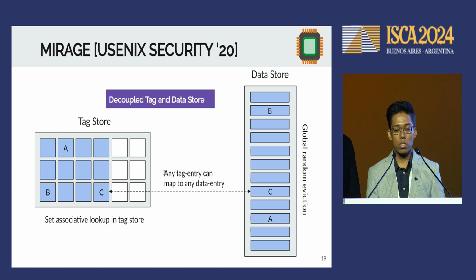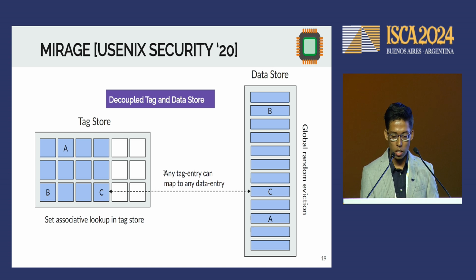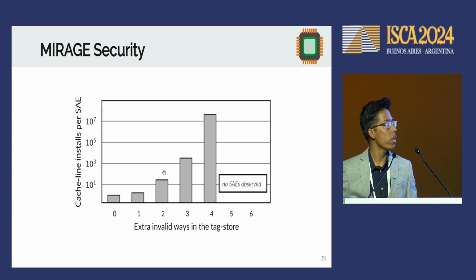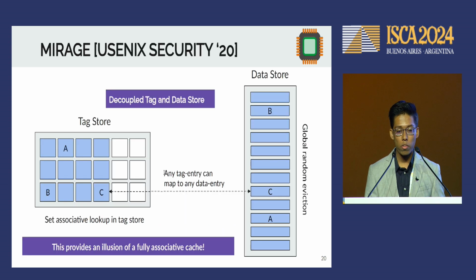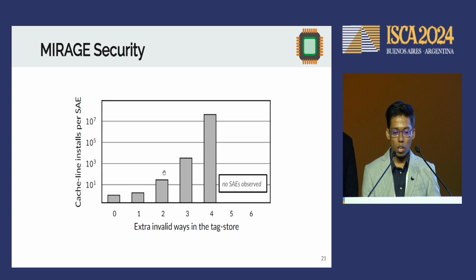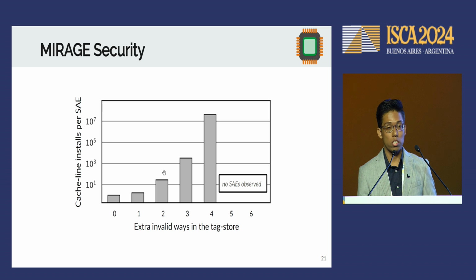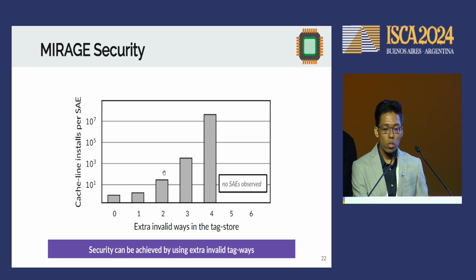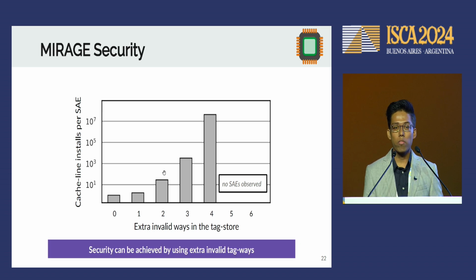In this way, this mitigates something called a set-associative eviction, but not completely. What Mirage suggests is that the number of invalid entries, the white boxes you can see, that is, the extra invalid entries in the tag store, should be above a particular threshold in order to completely mitigate set-associative eviction, which is in this case 6 extra ways. So using these invalid tag ways and the decoupled nature of the cache, we can achieve security which completely mitigates set-associative eviction.